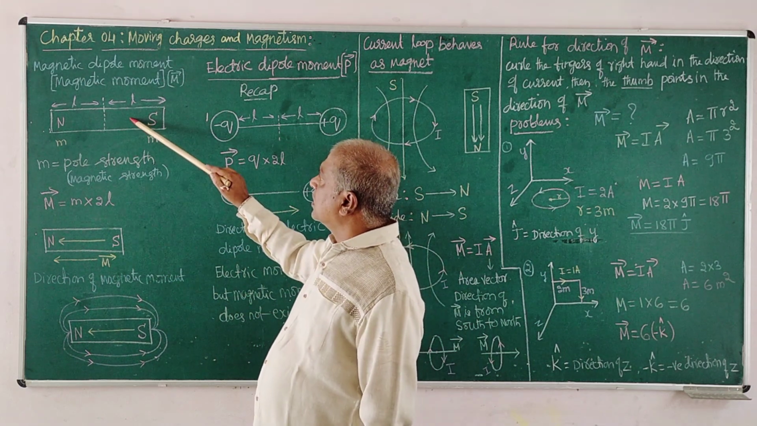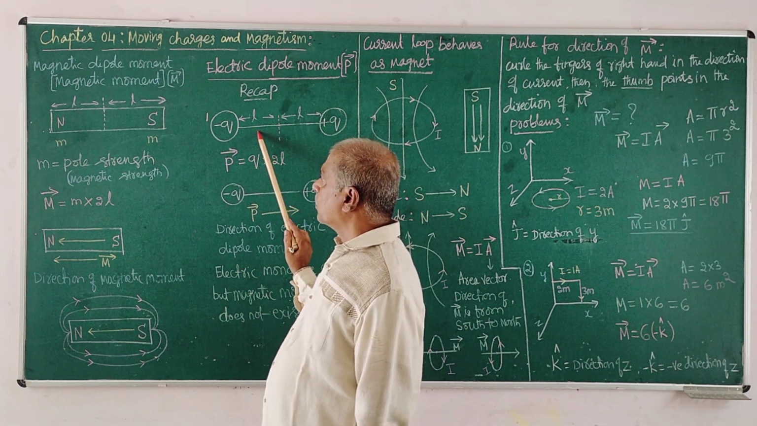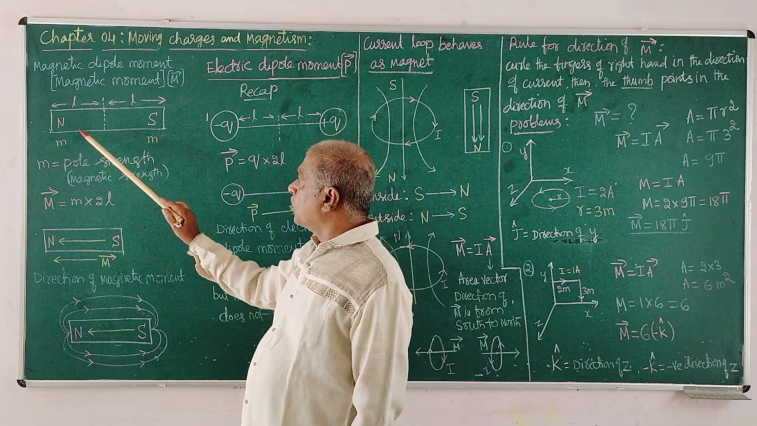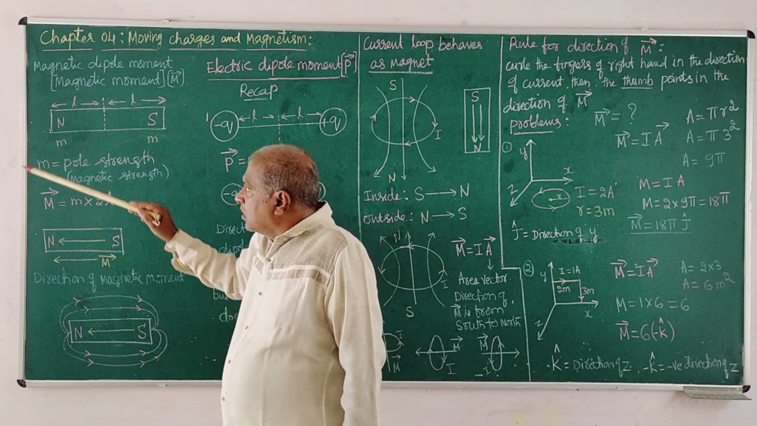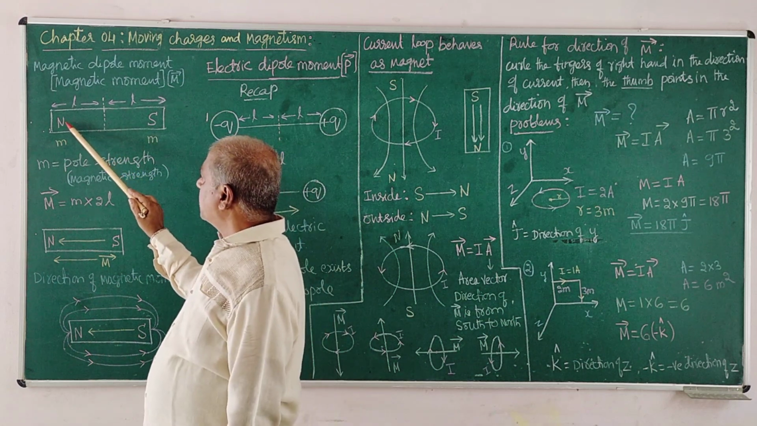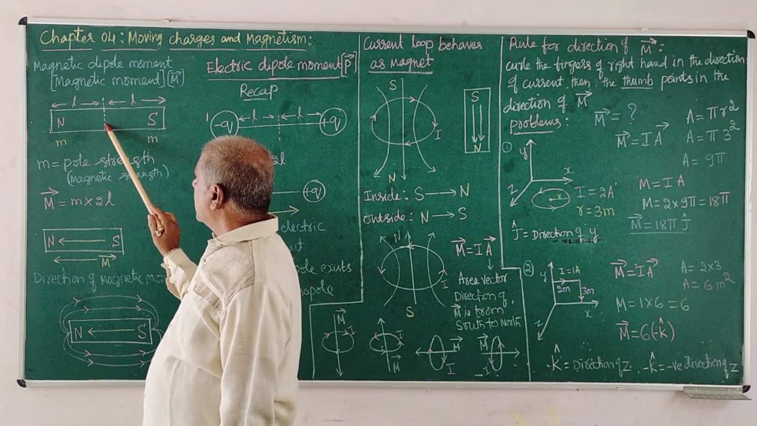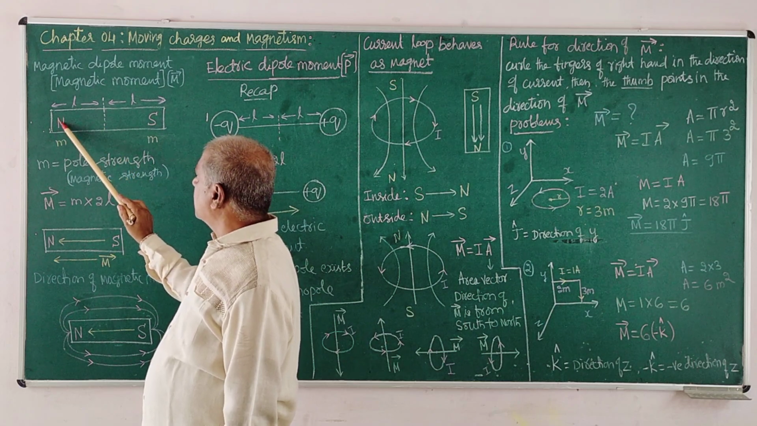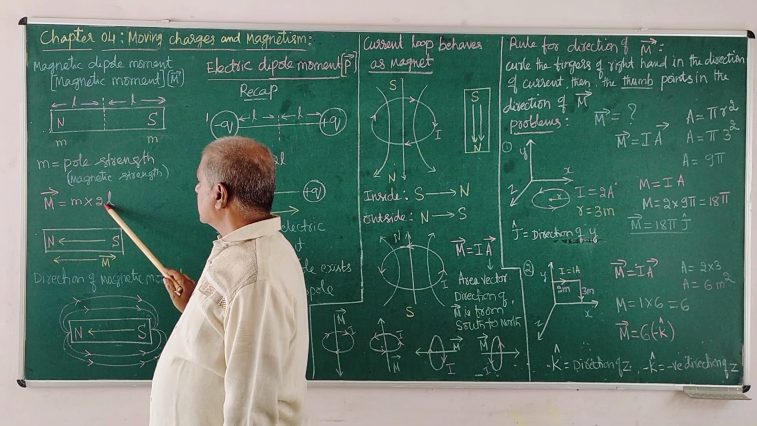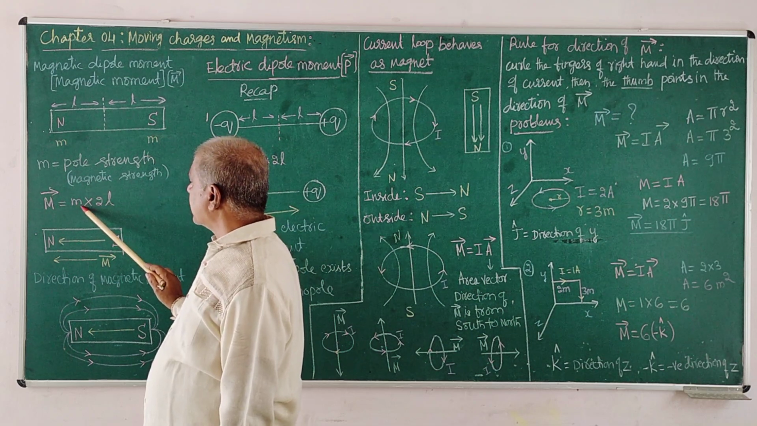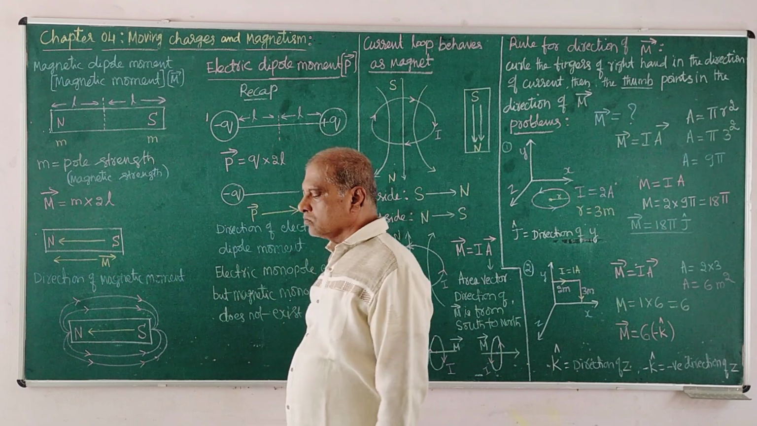And this is called a magnetic dipole, just as that is called an electric dipole. The two poles are separated by a distance of 2L. From the center, at a distance of L, they are separated on either side. 2L is the distance of separation. M is the pole strength. That is called a magnetic dipole.